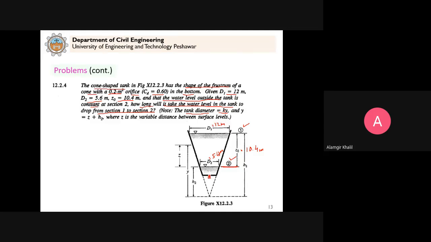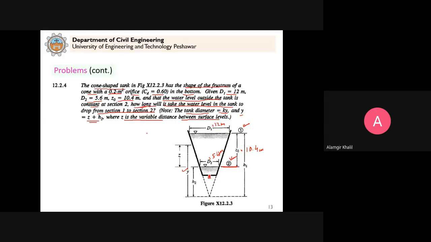Clear? So d is equal to k times y, and y is equal to z plus h2. So this is y here, this is h2, and let's say this is z. So then y is equal to z plus h2. This is given in the question, where z is the variable distance between surface levels. So now we have to calculate how much time it will take for the water level to drop from section 1 to section 2.